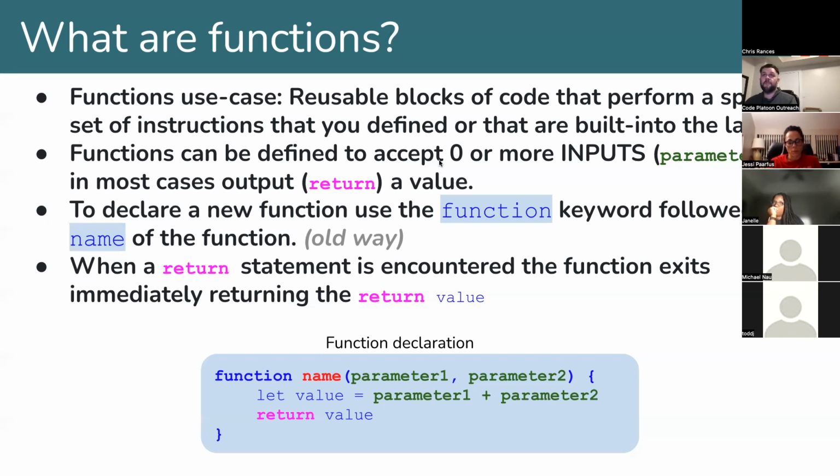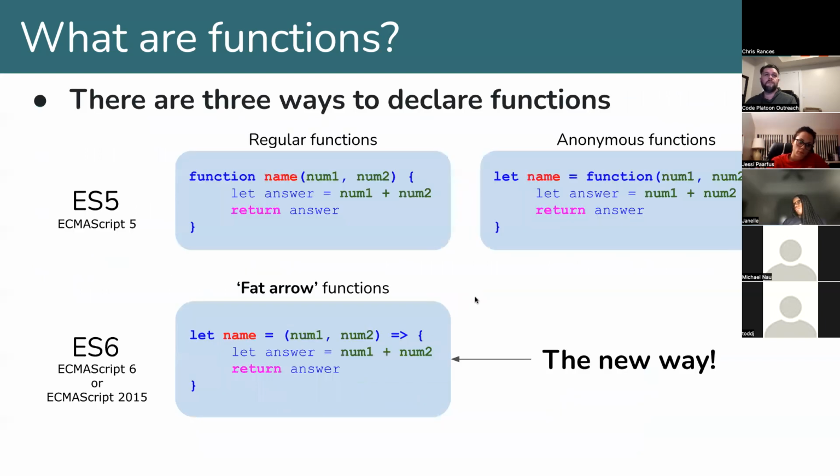Functions can be defined to accept zero or more inputs, which we refer to as parameters, and in most cases, output a return value. Outputting a value is called returning. So you see this return down here. To declare a new function, use the function keyword followed by the name of the function, which is the old way. And then when a return statement is encountered, the function exits, immediately returning the return value. All right, so there's a couple of different ways to do it. This is the newest way, the fat arrow.